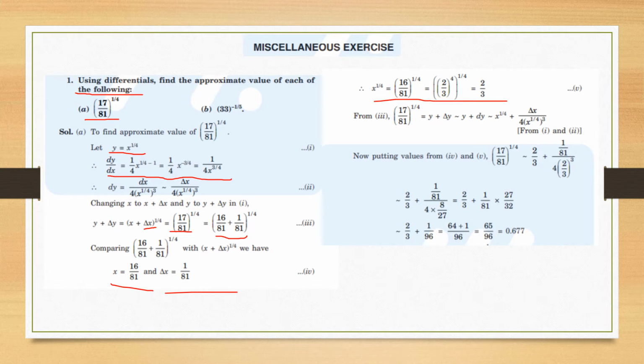Now this can be written as y plus delta y, where y is this and delta y is this. Now putting the values back here, it becomes 2 by 3 plus 1 upon 8. Put all the values and after calculation you will find it is turning out to be 0.677.